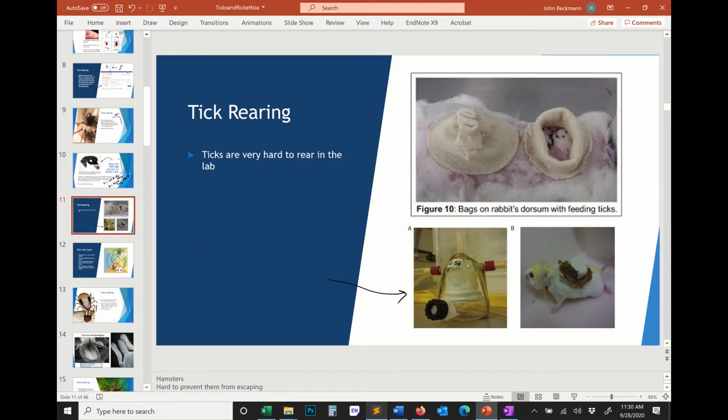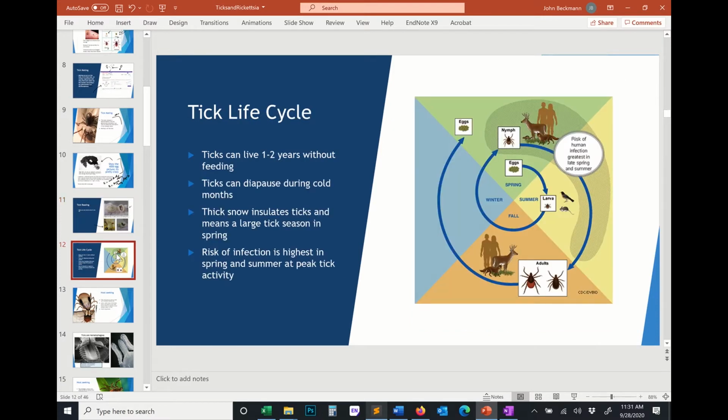For some ticks you need to set up a shaved mouse or a shaved rabbit, and you set up this little arena, and then you put the ticks in there, and then they feed. Some people will feed them on hamsters. At University of Minnesota, they would do it on mice. Nobody here is rearing ticks, but they're notoriously difficult to rear, and it takes a lot of time. One of the reasons is because their life cycle is 2 years long. It's not like a mosquito, where a mosquito's life cycle is like 2 weeks.